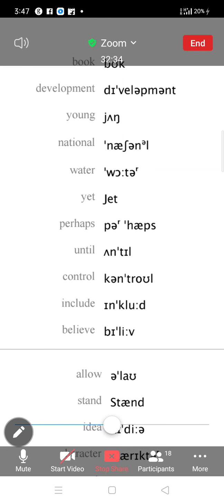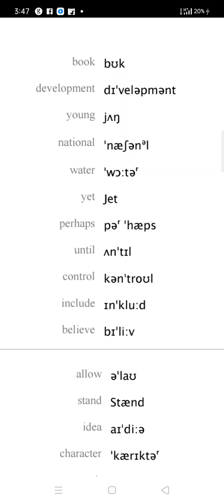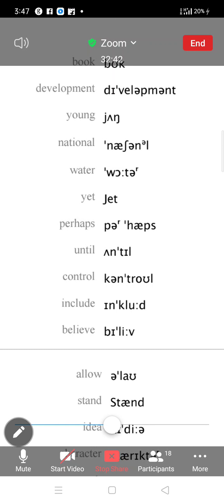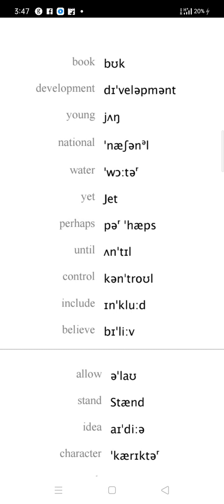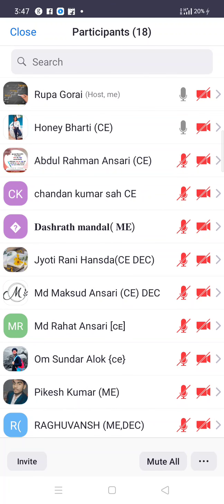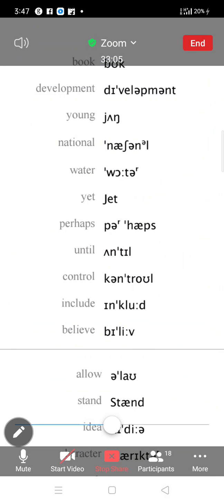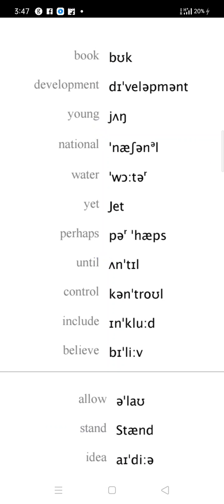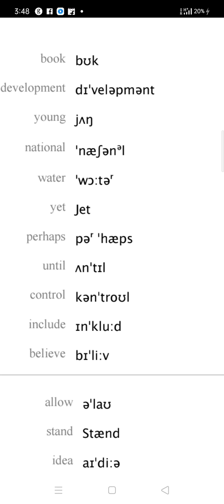You can see the symbols here, and if you're familiar with symbols, then you can say easily. Now PKs, tell me the sounds. Honey is saying four sounds. Okay, Honey is very good. There are actually four sounds. But tell me the sounds. Which sounds are used?